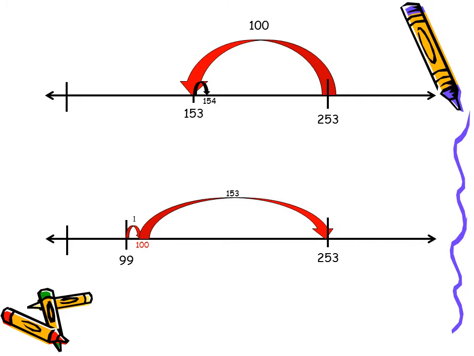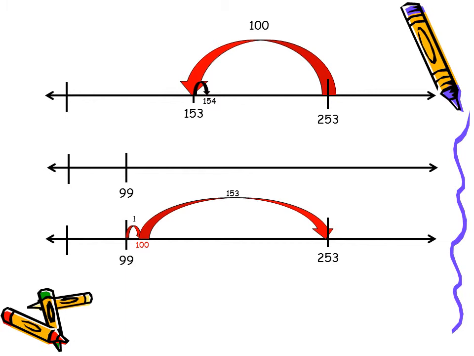And in this case, from 99 to 253 is a total of 154 jumps. So notice the number line was used differently, but it came up with the same solution. The third way is looking at subtraction as being the difference between two numbers.